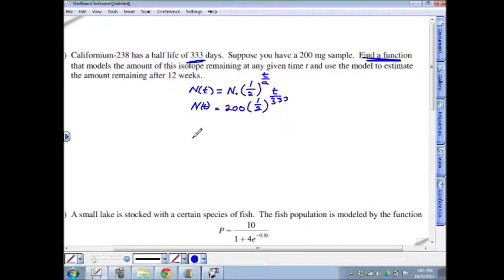So the second part of this question is use the model to estimate the amount remaining after 12 weeks. Now you've got to be careful. We've set this model up in terms of days, 333 days. So we've got to figure out how many days are in 12 weeks. Well, 12 weeks times 7 days is 84 days. So that's the number that we plug in for t right here. The amount after 84 days is equal to 200 times a base of 1/2 to an exponent of 84 over 333.